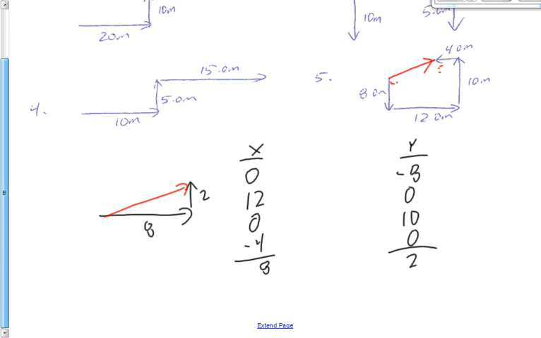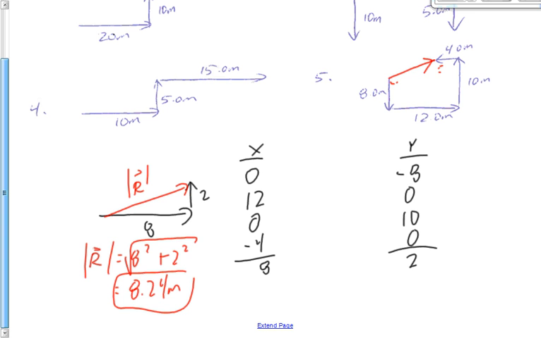Let's find the value of that. It's 8 squared plus 2 squared. That's square root of 68. I'm going to say 8.24. Guys feel okay with that? Yeah? Good. All right.